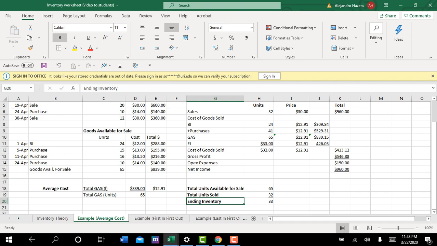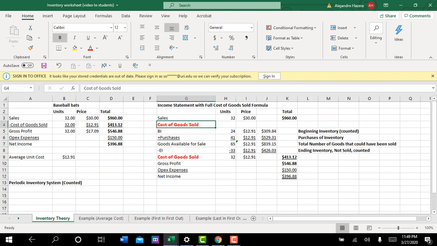Total goods available for sale in units, which is that number right there. And those two give us an average cost of $12.91. Okay, and in the average cost method, once you get that $12.91, it's just a matter of recreating this same income statement. You'll notice that this income statement here is the exact same as this income statement that I have here. They're the exact same income statement. So once you get your average cost, you're on the way.